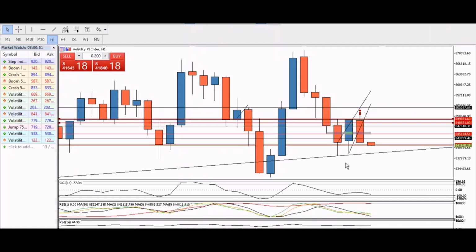Yes. You see, it is 9 o'clock over here, and that is UTC 8 o'clock. That's the formation of a new hour candlestick, and you can see what is happening here already.